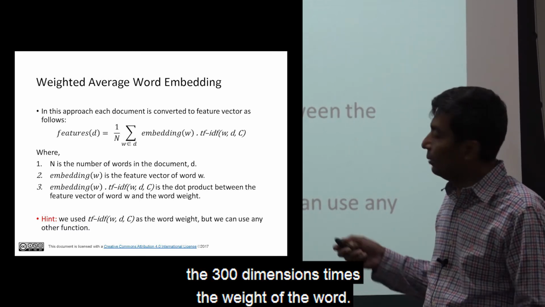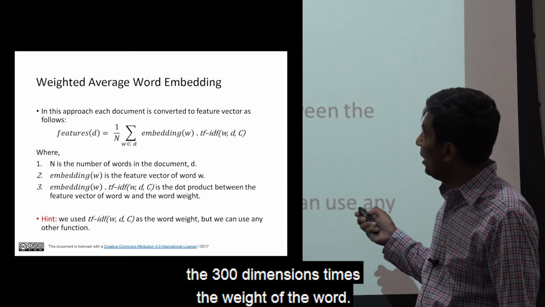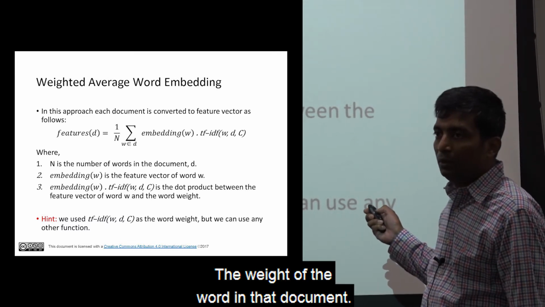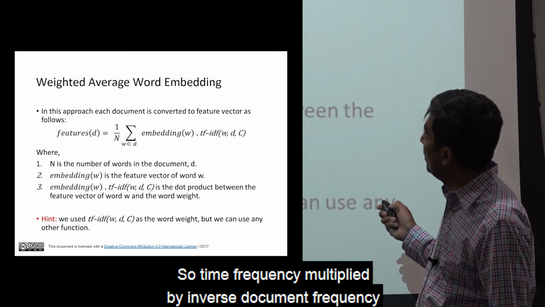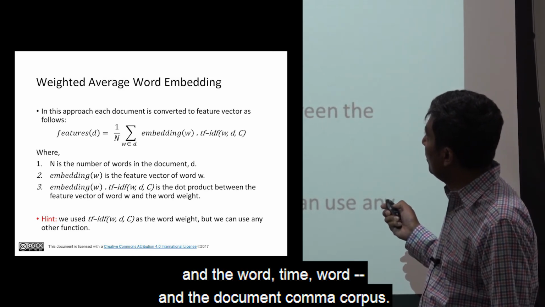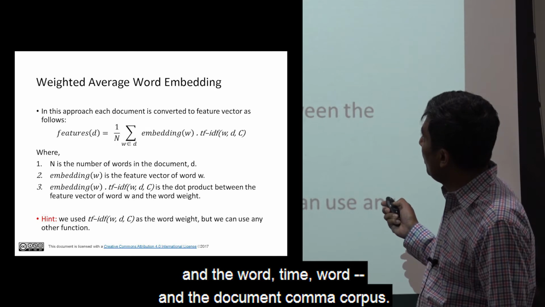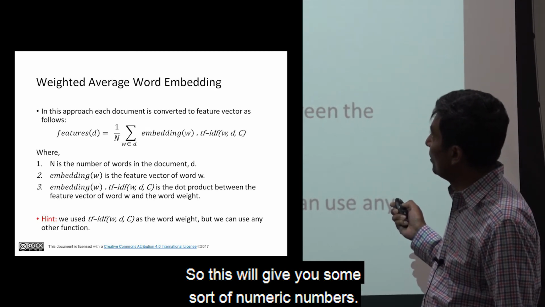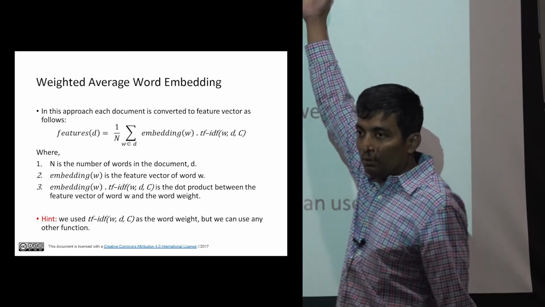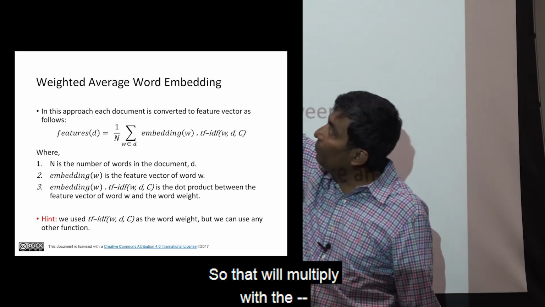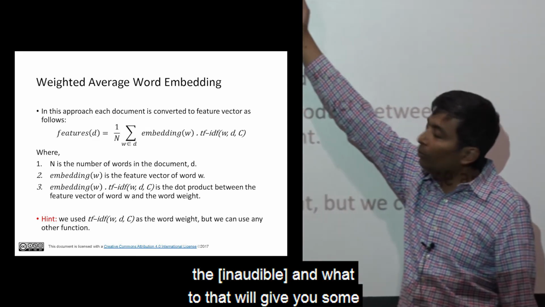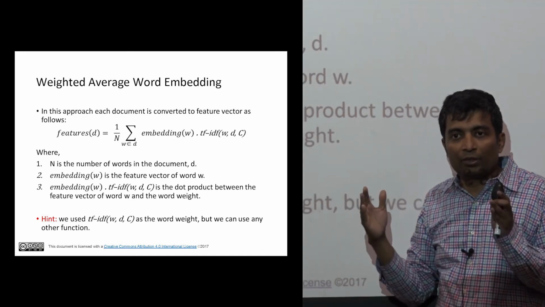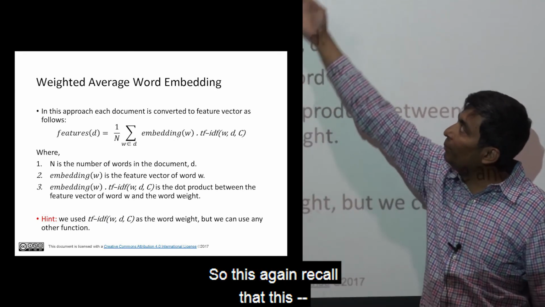That's a lower dimensional space, 300 dimensions, times the weight of the word, the weight of the word in that document. So that is term frequency multiplied by inverse document frequency, of the word and the document, comma, corpus. This will give you some sort of numeric numbers, which will multiply with the embedding. The word2vec will give you some feature representation, so that's independent of the document.